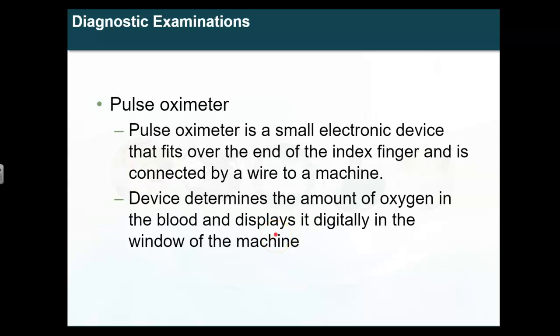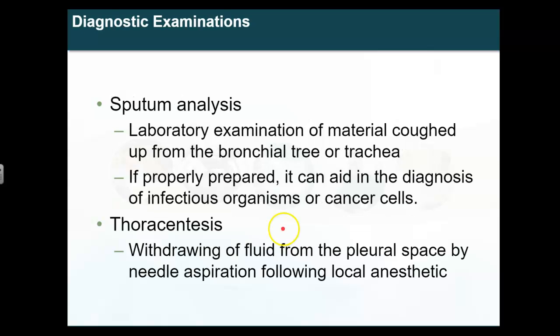And then there's the pulse oximeter, which is something that as medical assistants we actually use on a daily basis in the office. It's just a little device that's placed on the finger, typically the index finger. It's connected by a wire to a machine, and then it tells you the amount of oxygen in the blood and displays it digitally on the window of the machine. A sputum analysis is where somebody takes their sputum and puts it into a container, however they're instructed to do so, and then it's used in the lab for analysis.